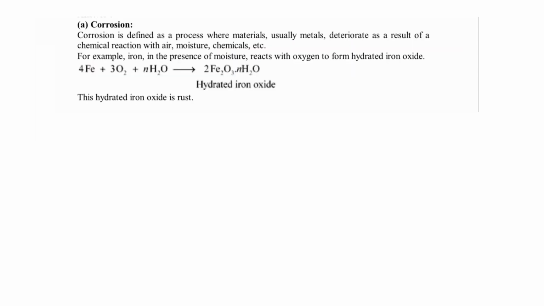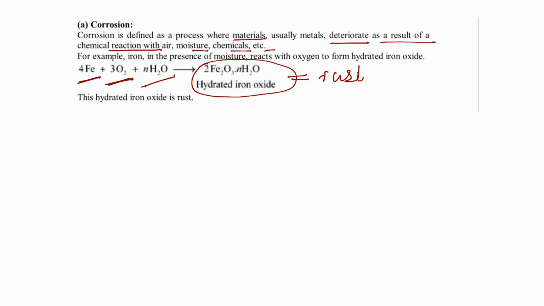Similarly, corrosion. Corrosion is defined as a process where metals deteriorate as a result of chemical reaction with air, moisture, acid, whatever it is. Corrosion of iron is known as rusting. Here you can see iron in the presence of moisture reacts with oxygen, and you get hydrated iron oxide. Hydrated iron oxide is known as rust. So remember that point: rust is hydrated iron oxide.